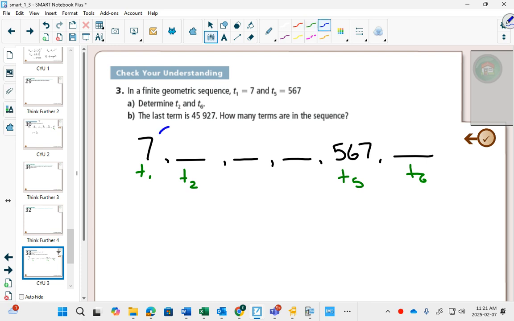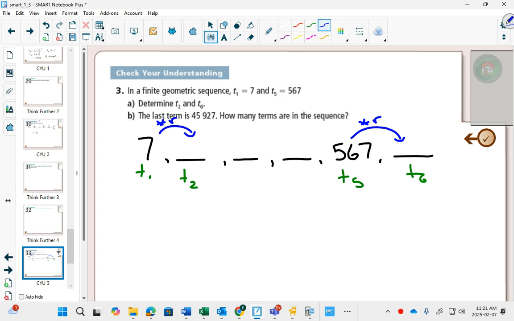Wouldn't it be nice if we knew what R was? Because if we knew what R was, it'd be easy to find what the next one would be. So this question, by looking at it, makes me think I probably want to find R. Well, what do I know? And I'm going to solve this in two different ways.